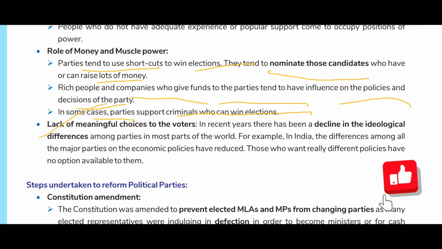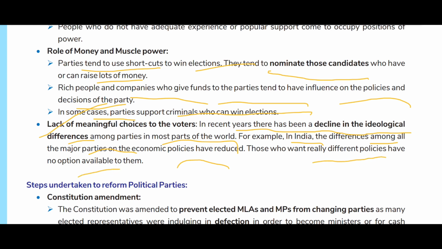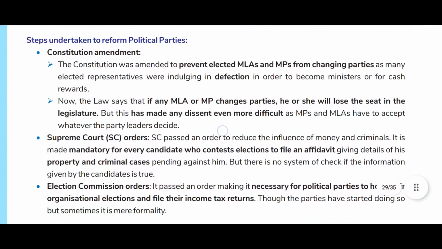Next, lack of meaningful choices to the voters. In recent years, there has been a decline in the ideological differences among parties in most parts of the world. For example, in India, the differences among all the major parties on the economic policies have reduced. Those who want really different policies have no option available to them.